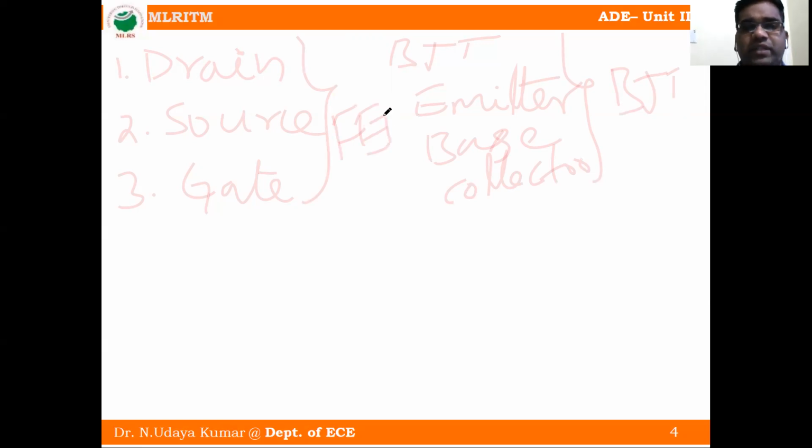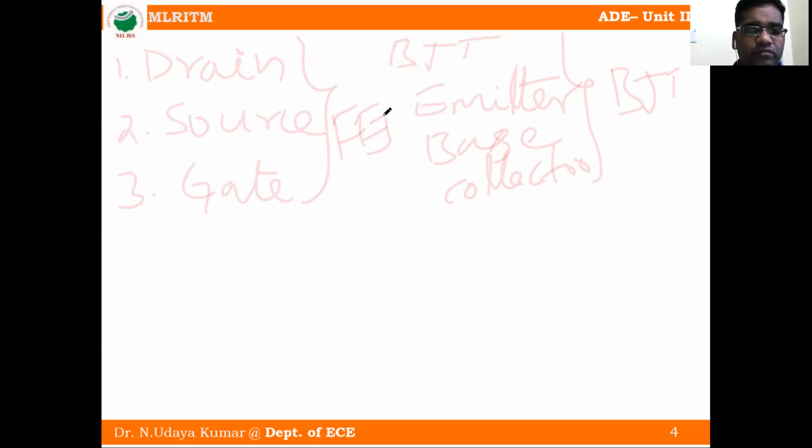Both are semiconductor devices. Both have three terminals, but the operation of FET is different from BJT. It is based on the field effect in FET, whereas in BJT current conduction takes place based on majority and minority carriers. There is no field effect.